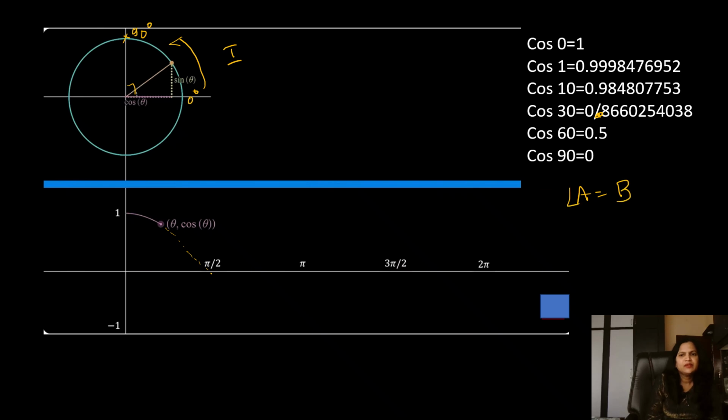Angle A equal to angle B. Whatever the variation, 30 or 10, the cos theta value is nearly 1. That's why angle A equals angle B, because of the nature of the cos theta behavior in the first quadrant.